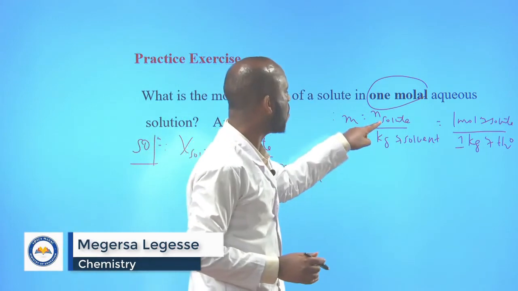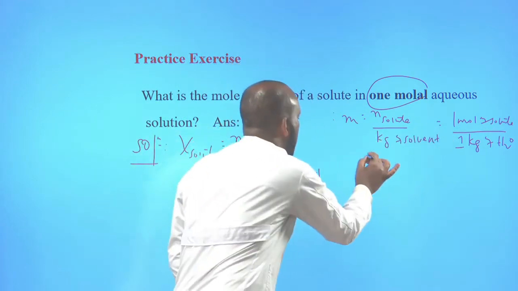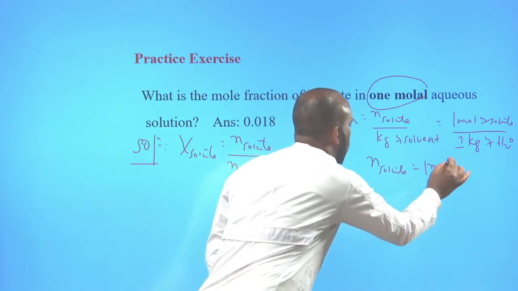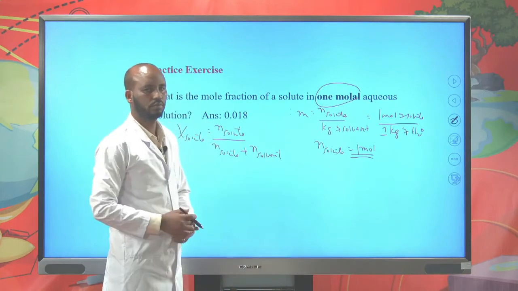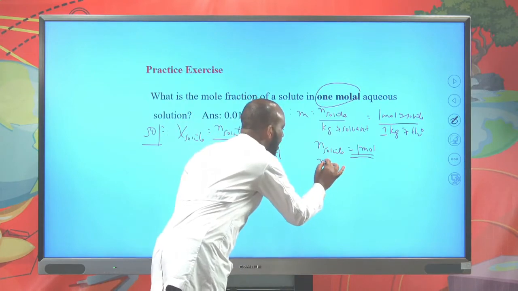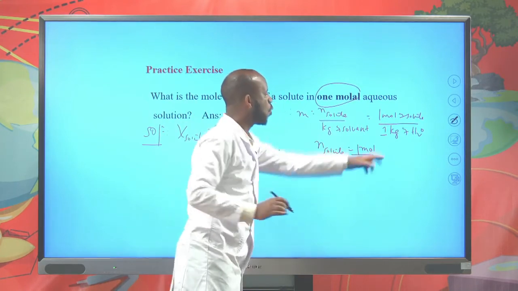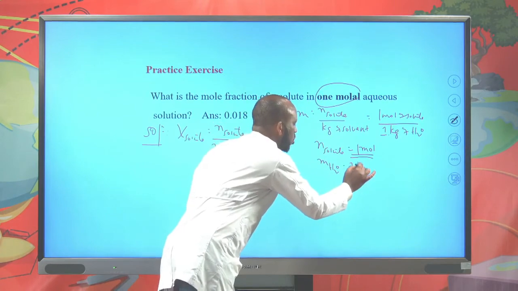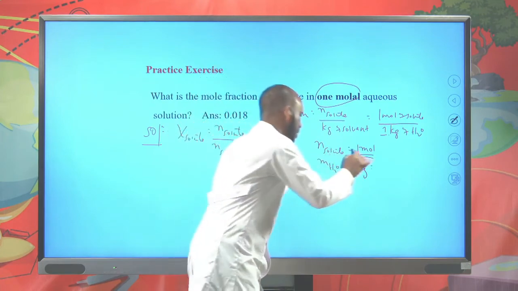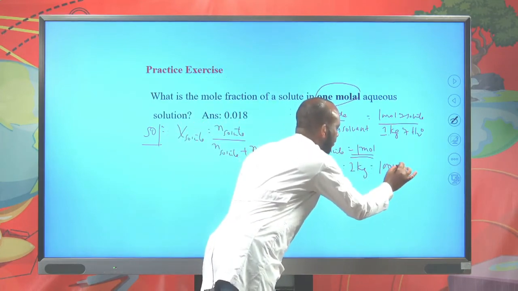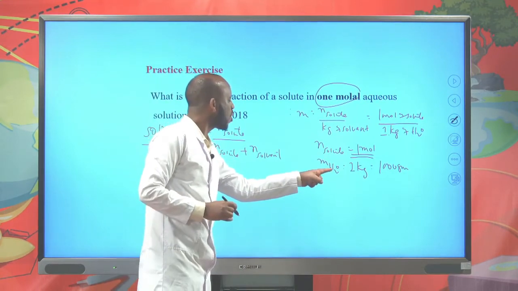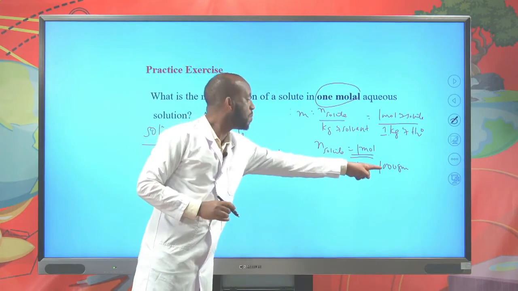From this, number of moles of solute is 1 mole. Mass of solvent, mass of water, equals 1 kilogram. In grams, kilo is 10 to the power of 3. Therefore, this is 1,000 gram. You can calculate number of moles of water from its mass.